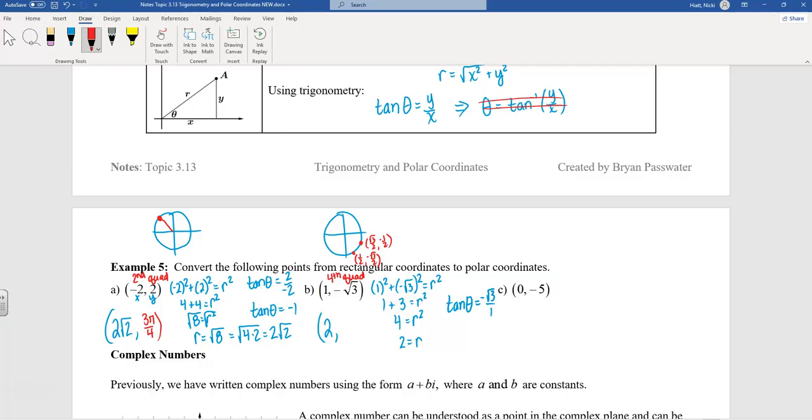If I check here at 11 pi over 6, if I do negative 1/2 divided by square root of 3 over 2, dividing fractions is easy as pie. Flip the second and multiply. I get negative 1 over the square root of 3. That is not it, right? Even if I rationalize, I'm going to get negative root 3 over 3. That one's not it, so it's not this one. It's this one, which is 5 pi over 3. Or you could call it negative pi over 3. Would be okay too.